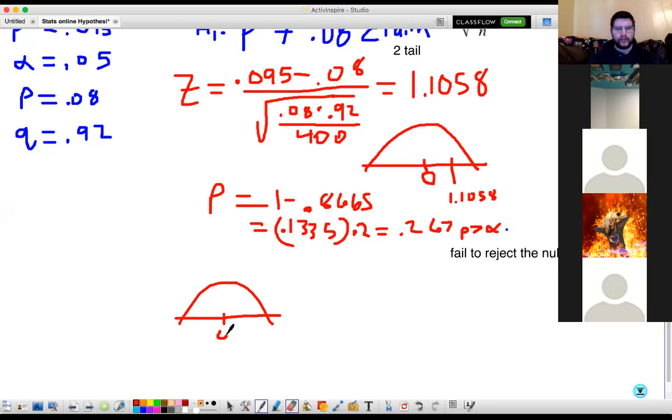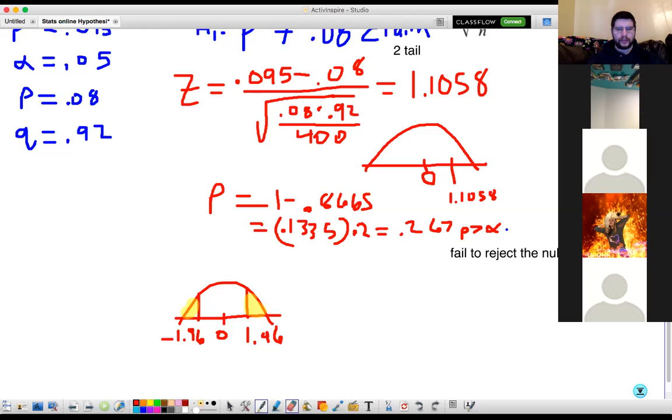Okay, so there's the mean. Our critical value was 1.96. I'll put that over here. It was also negative 1.96 because we have a two-tailed test. So we have two different critical regions, the left tail and the right tail here, because it's a two-tailed test.